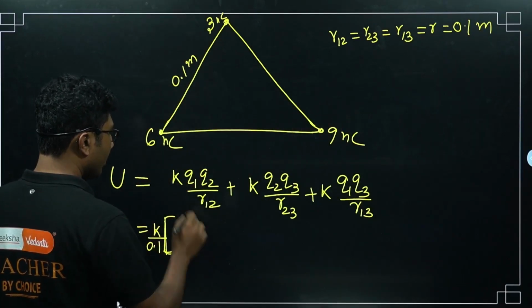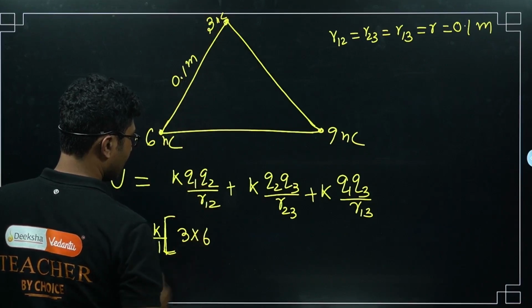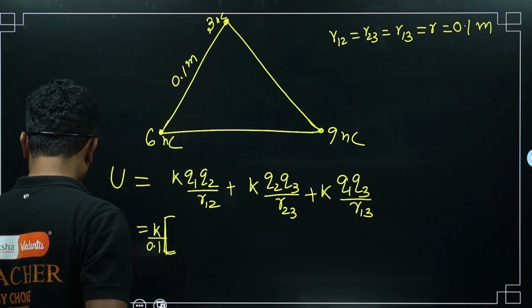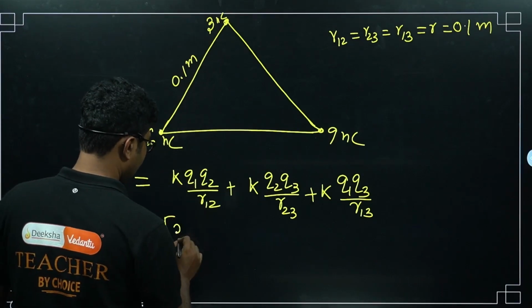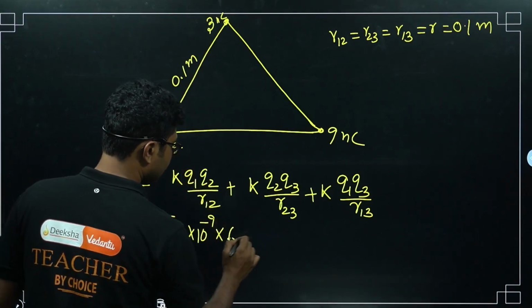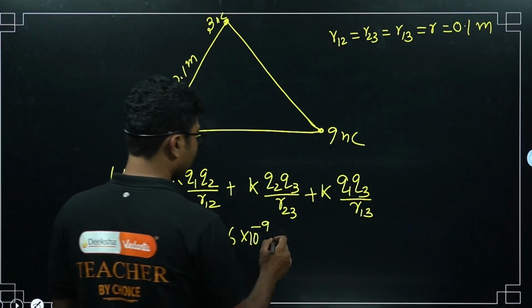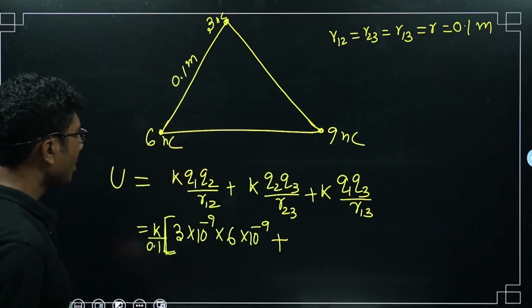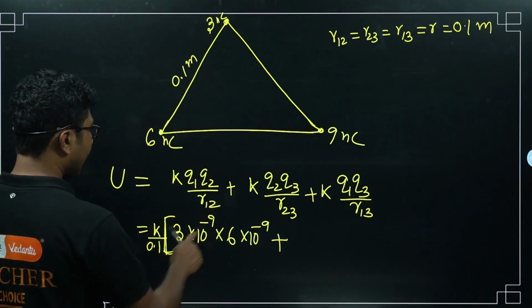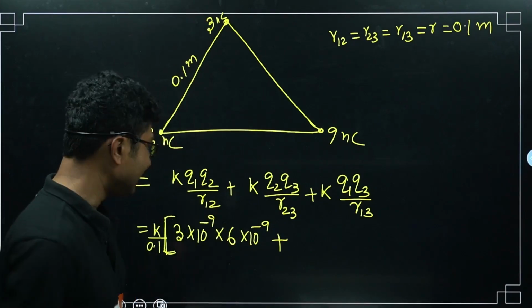Now what will we do? We will only calculate Q1 Q2, so 3 times 6, both in nano. Both of them are nano, so it can create confusion, so let me write them: 3 times 10 to the power of minus 9 times 6 times 10 to the power of minus 9. So there will be two 10 to the power of minus 9 factors. We take 10 to the power of minus 9 times 10 to the power of minus 9. So what is that? 10 to the power of minus 18.